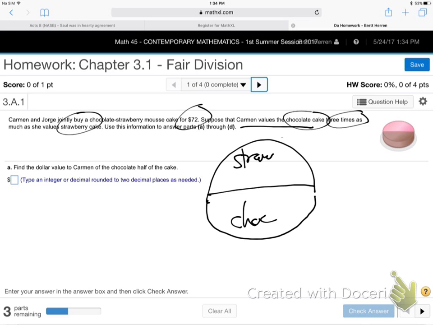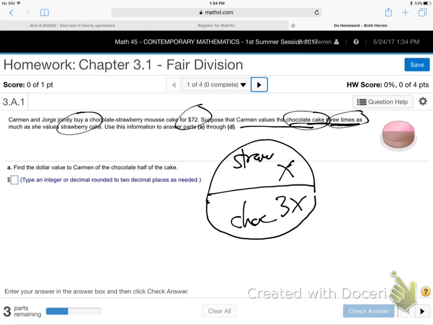Okay, so here's what you do. When they give you something like a cake and tell you about Carmen's value system, put it down with letters. It'll be easier. What does Carmen value? Chocolate 3 times as much. So I'm going to write 3x and x. Does that make sense so far? Carmen feels the chocolate half is 3 times as valuable as the strawberry half in her eyes. 3x and x.